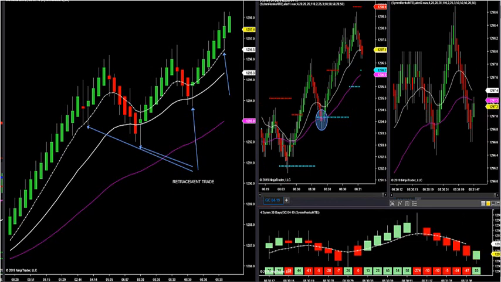It comes within two ticks of symmetry. It actually broke through it. It broke through it some. It did not close below it. Since it did not close below it, you have a potential nice little symmetry trade to the upside.